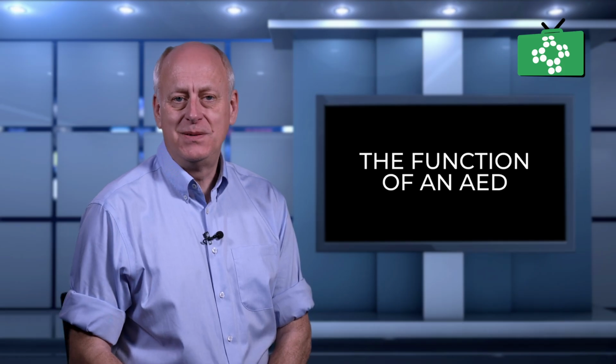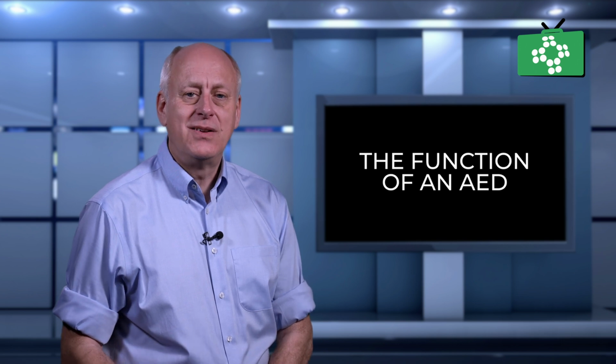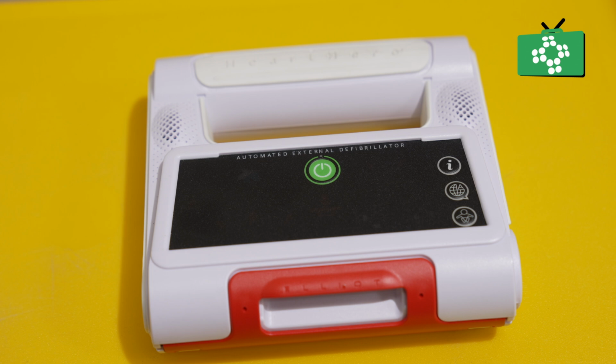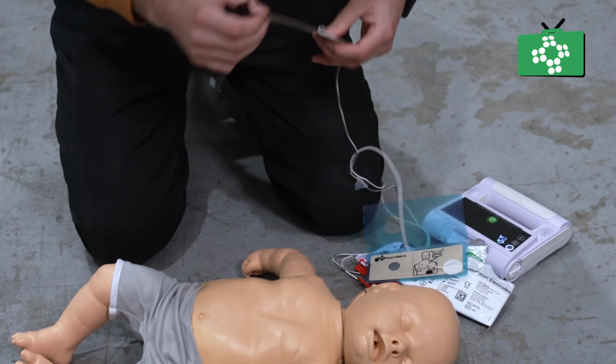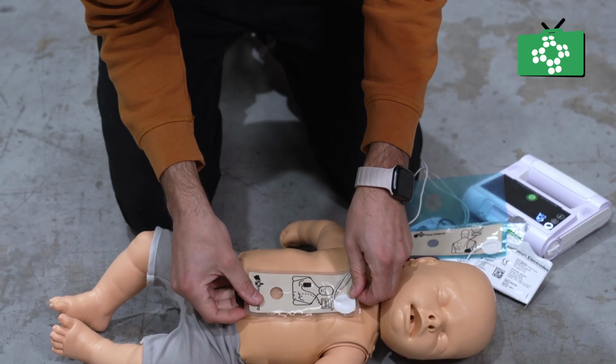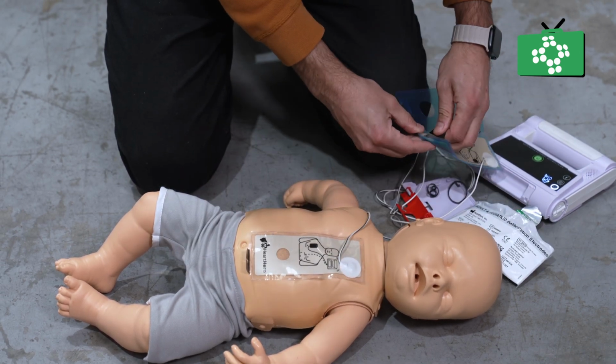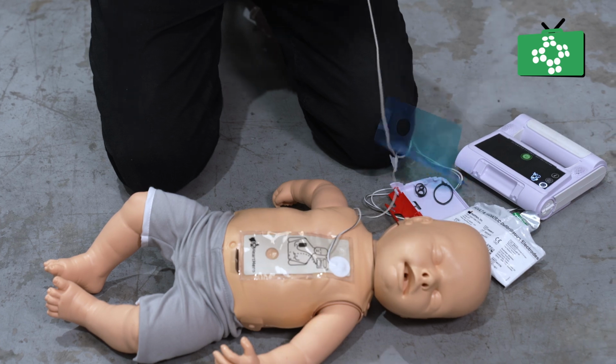An automated external defibrillator, or AED, is designed to analyze electrical activity of the heart. When the electrode pads are placed on the casualty's chest, the AED begins to monitor the heart's rhythm through those pads. The device detects specific types of abnormal heart rhythms that can be treated with an electric shock.